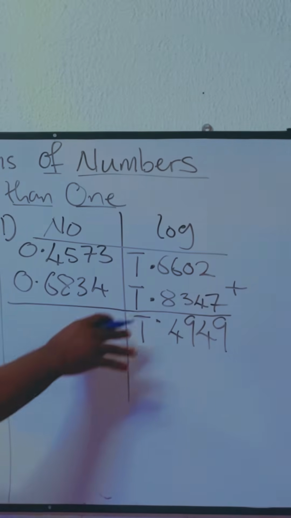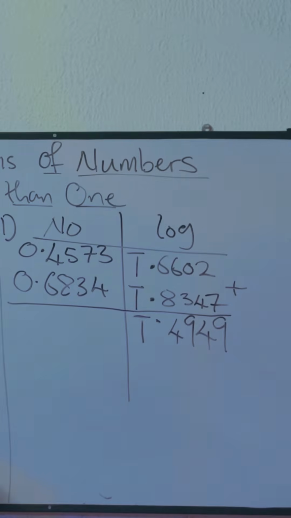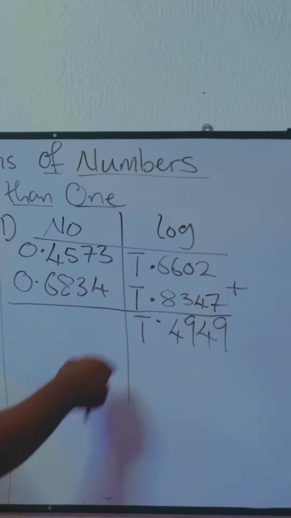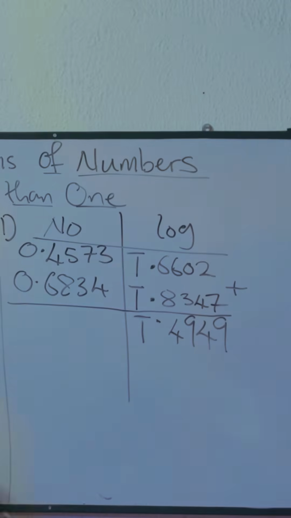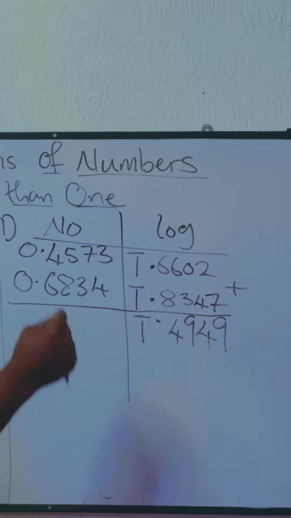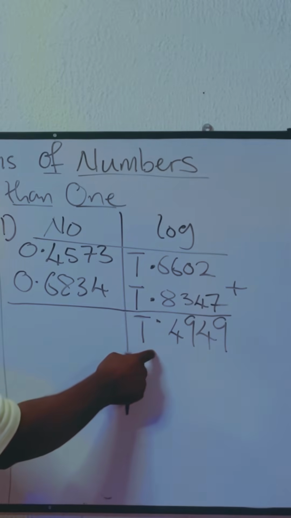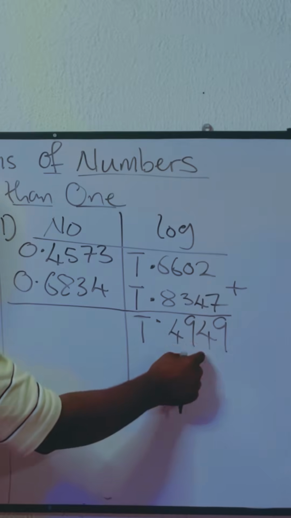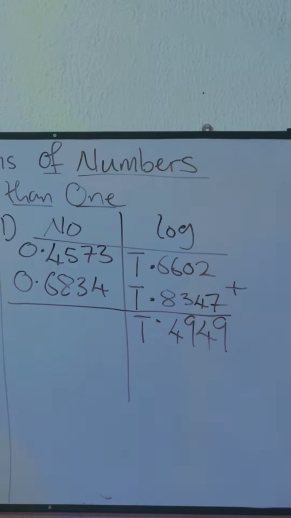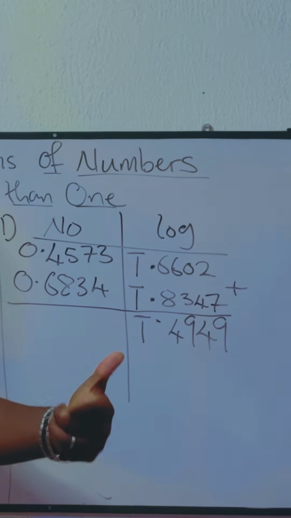So now, this is the result of your addition, but that's not the final answer. The final answer would now be when you find the anti-log of this one, the anti-logarithm of this one. And how do we find anti-logarithms? First, all you need to do is look for the anti-log of 0.4949. And when you find the anti-log, your characteristic is going to determine how many zeros before the point.